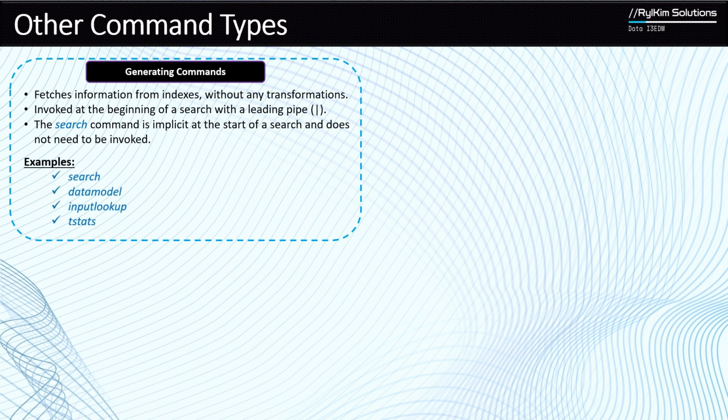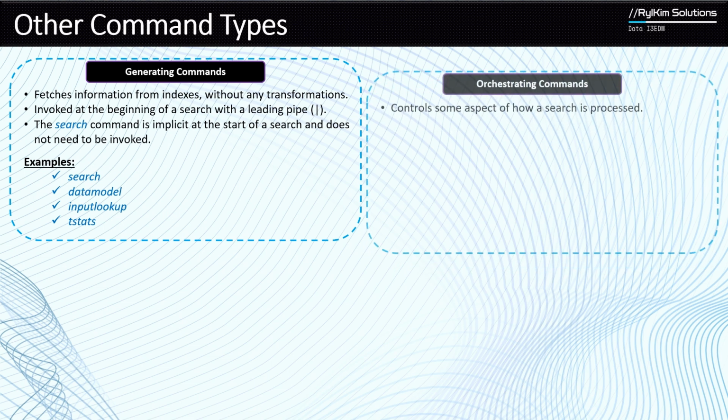So we've just spoken of the search command. That's a generating command. You have the datamodel command that you can use for data models. You have the inputlookup command. So if you have lookups in Splunk and you want to verify the contents of your lookup, you can use the inputlookup command. And of course, we have the tstats command that you can use on your TSIDX files in Splunk. Those are some examples of generating commands that you can invoke with the pipe character at the beginning.